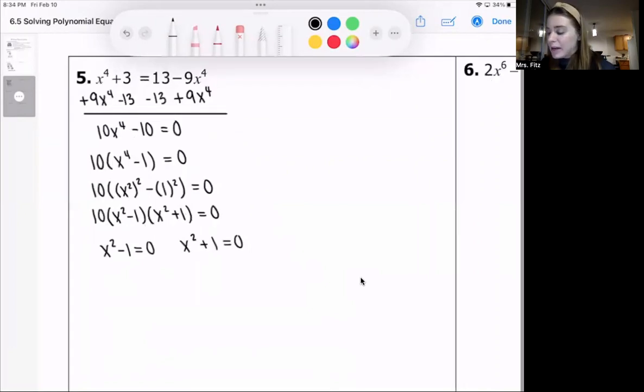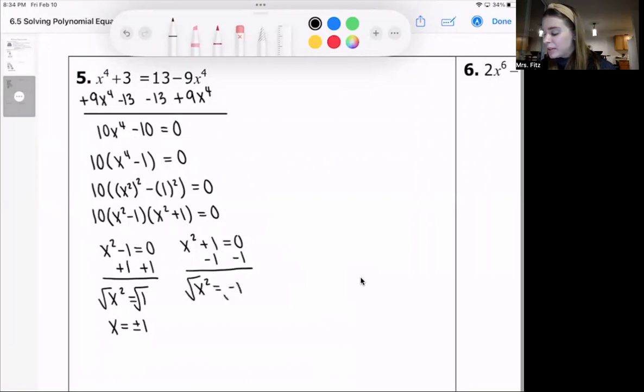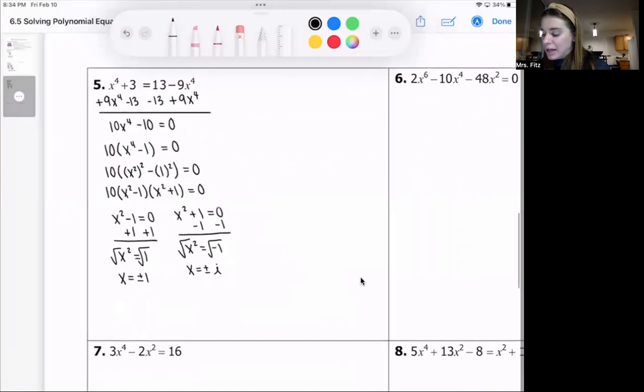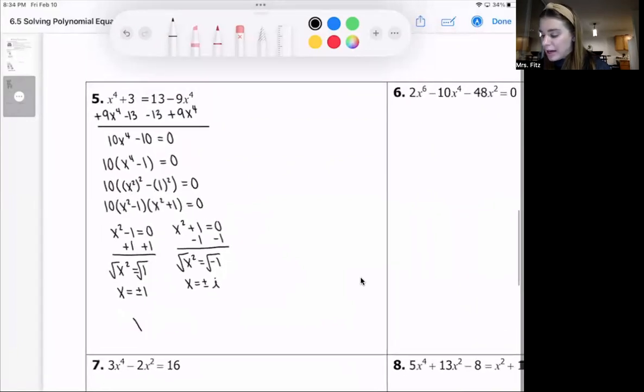All right, so next step, I'm going to go ahead and add 1 to both sides. We end up with x squared equals positive 1. Square root both sides. Do not forget the plus or minus, so x equals plus or minus 1. Here I'm going to subtract 1 from both sides. We get x squared equals negative 1. Square root both sides. x equals plus or minus square root of negative 1, which is i. So for this fourth degree, once again, we end up with 4 solutions. x equals 1, negative 1, i, or negative i.